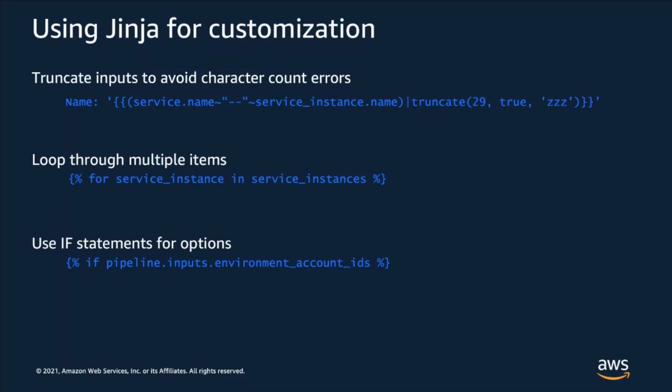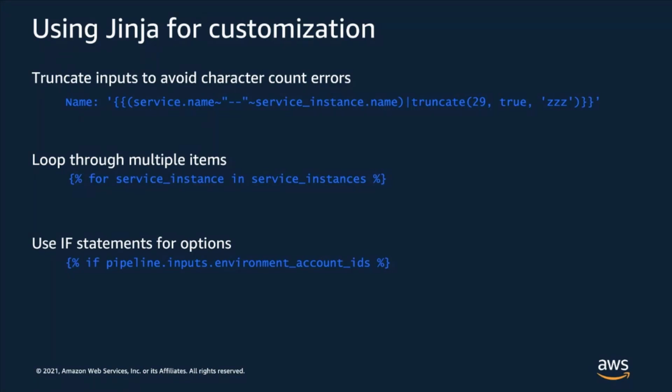So what we did is we used this truncate functionality from Jinja to make sure that the service name and service instance name were appended properly, but then we limited the scope so that it wouldn't run afoul of those limits. This is just one of the ways you can do it, but this is one of the avenues that Jinja gives you to make sure that things match your needs.